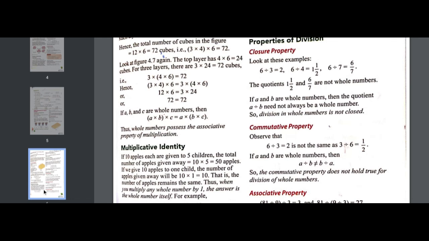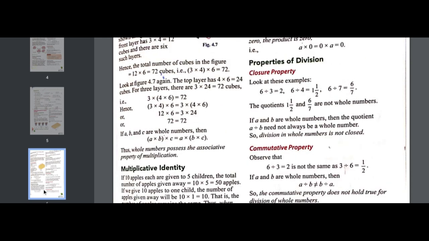Yes. I am explaining the properties of division on page number 59, Aryan. Yeah, ma'am, I know it. Okay, so this is the closure property. Look, if the question looks like this, 1 by 2 and 6 by 7 are not whole numbers. Why? Because if A and B are whole numbers, then the quotient A divided by B need not always be a whole number. So division in whole numbers is not closed. We can get a different number.